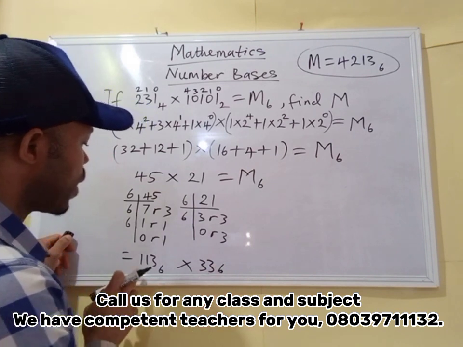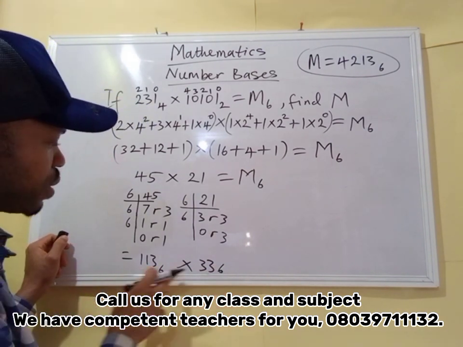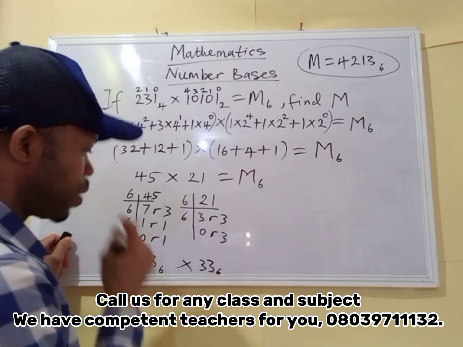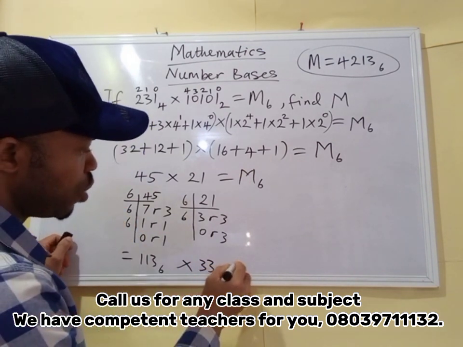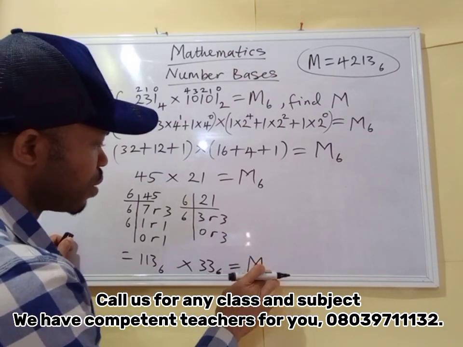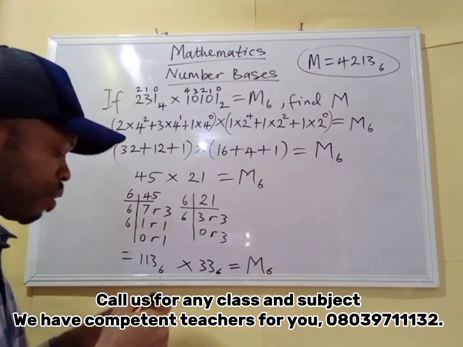So we are now having 113 base 6 times 33 base 6. The base should be written very small. Then equal to the m base 6.